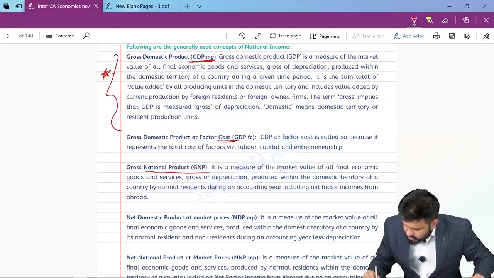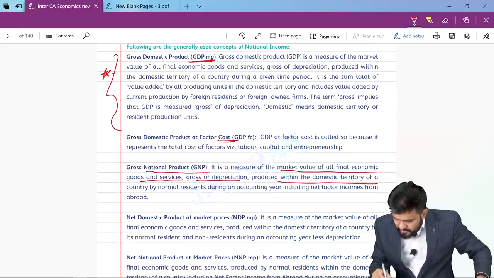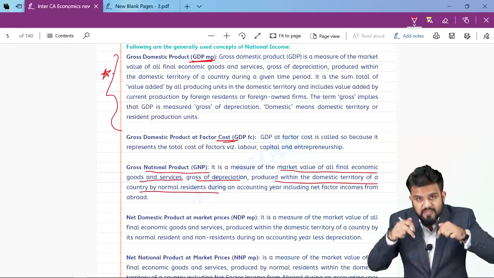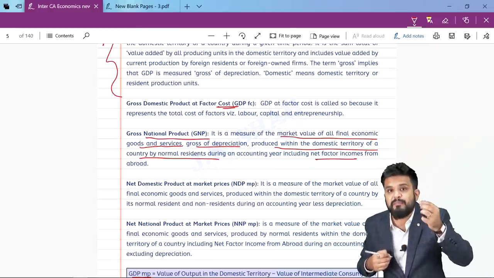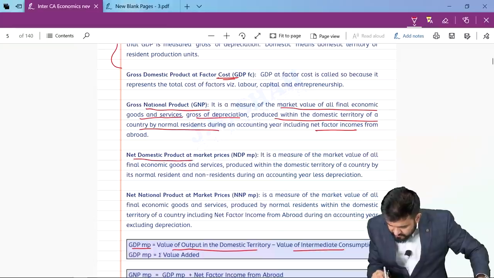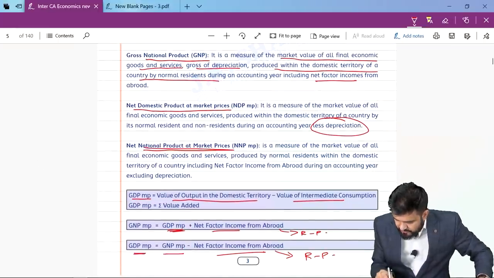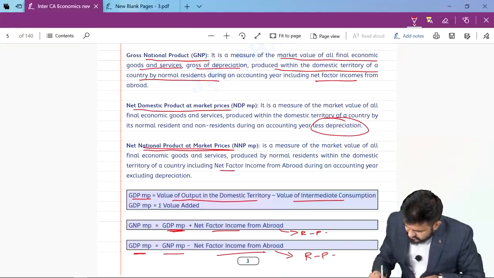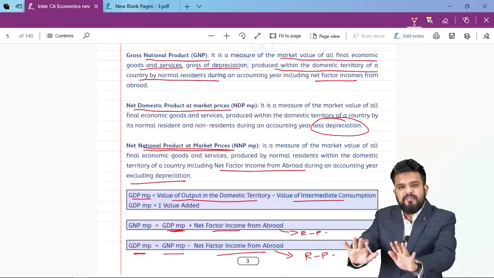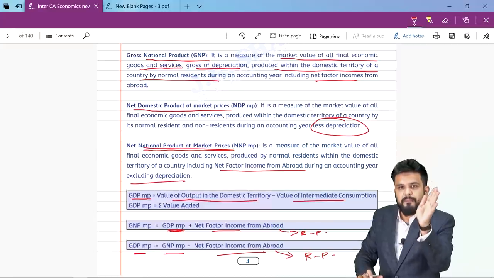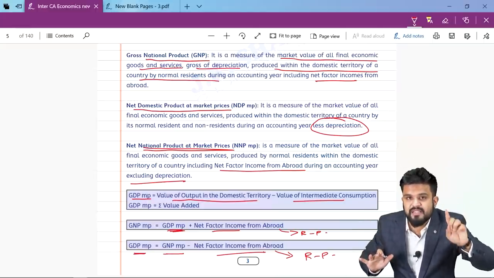Gross national product is a measure of the market value of all final economic goods, gross of depreciation, that means it includes depreciation, produced within the domestic territory of the country by normal residents. Normal residents means within the country. In an accounting year, including net factor income from abroad, because it is GNP. Likewise, we have given for NDP, MP. NDP will be less depreciation. And lastly we have given NNP, MP. Here it will be two things: NFIA will come, depreciation will also come. And if they ask NNP FC, same definition, same explanation, in the end what you will do? Minus indirect tax and add subsidies, you get factor cost. Everything will be the same. If they ask NNPFC, that is nothing but national income.